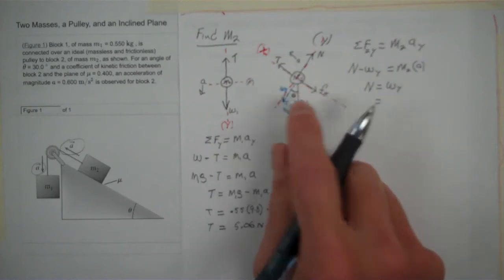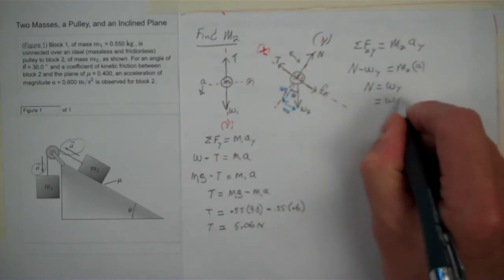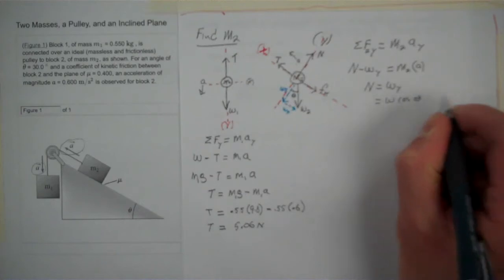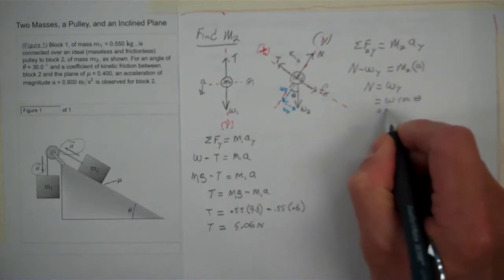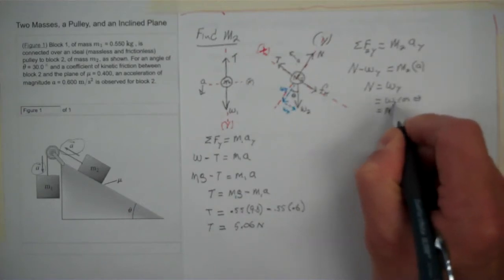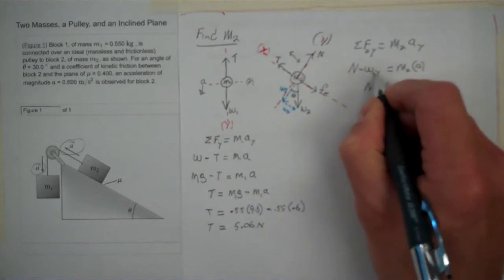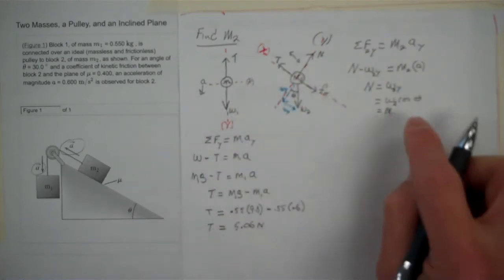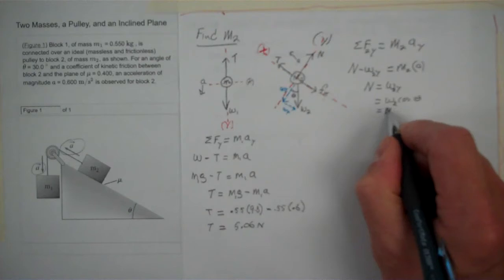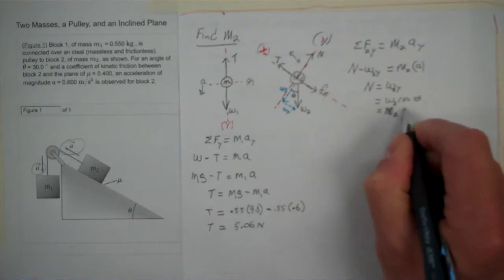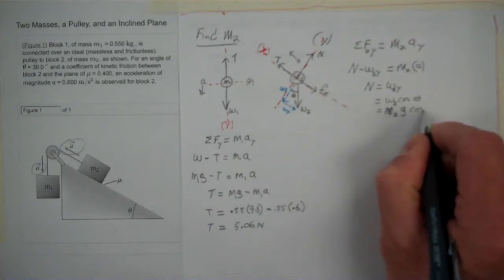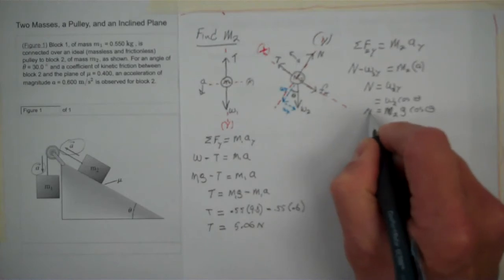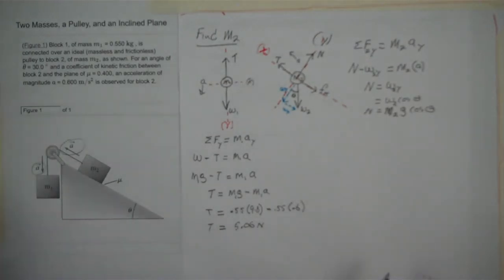And that is adjacent to it, so it is equal to W cosine theta. And of course, W is M, and this is W2. I don't want to forget that this is two different masses. So it's M2G cosine theta. That's what N equals. And I'm just going to leave that as letters right now.